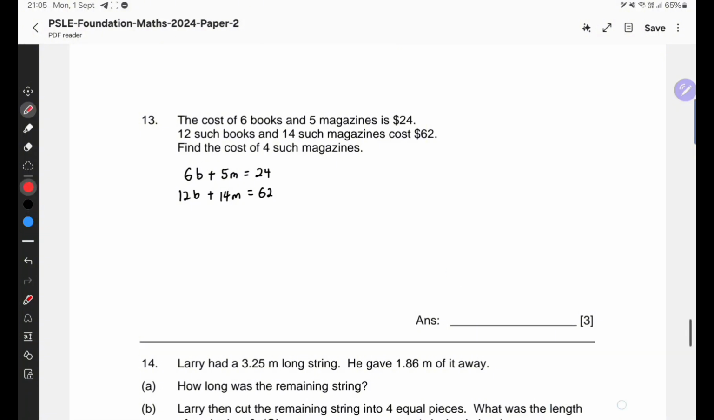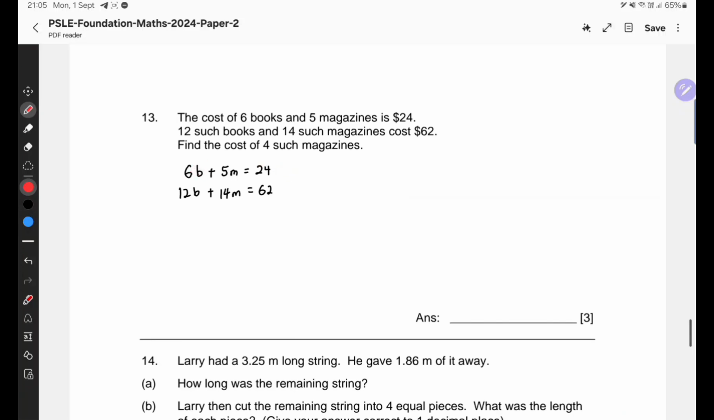Now the first thing we want to do is make one of the objects the same value. So in this case, we're going to make the B the same. So over here we're going to times 2, and here we're going to times 1. So 6B times 2 is 12B. 5M times 2 is 10M. 24 times 2 is equal to 48. 12B times 1 is 12B. 14M times 1 is 14M. And 62 times 1 is 62.